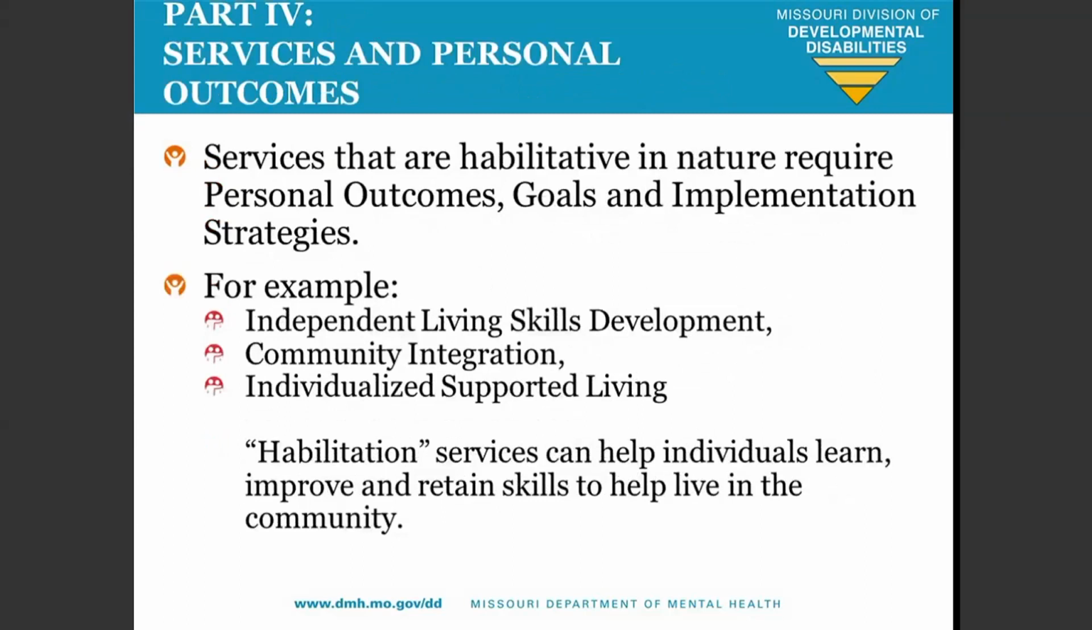Services that are habilitative in nature require personal outcomes, goals, and implementation strategies. For example, the following services require personal outcomes: independent living skills development, community integration, individualized supported living. Habilitation services are those that help an individual learn, improve, and retain skills to help him or her live in the community. Any service, when habilitative, requires a personal outcome.